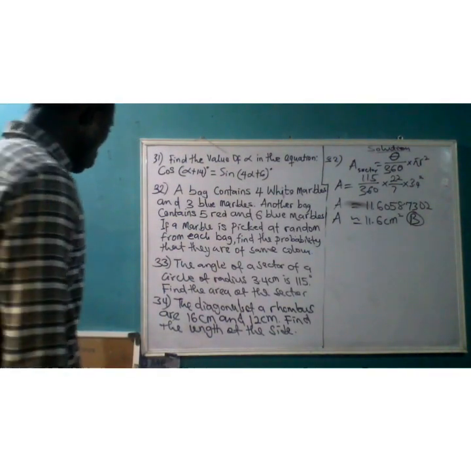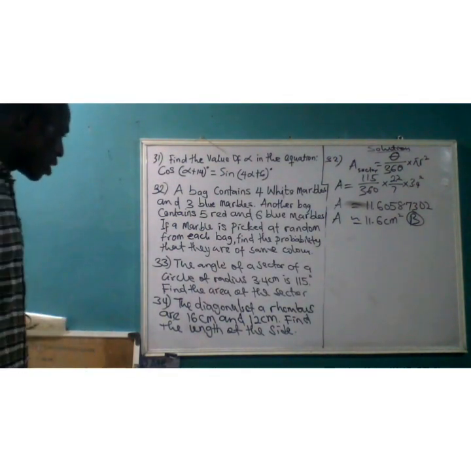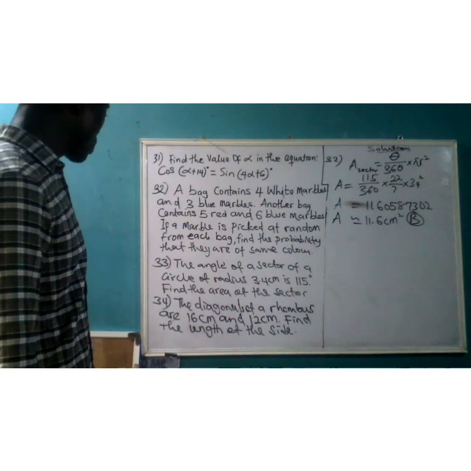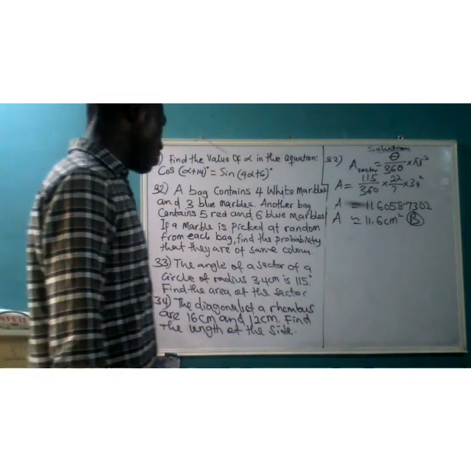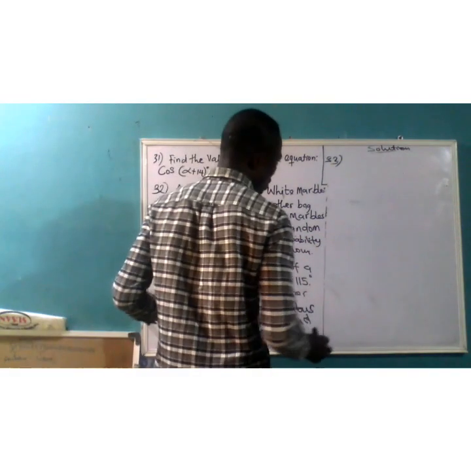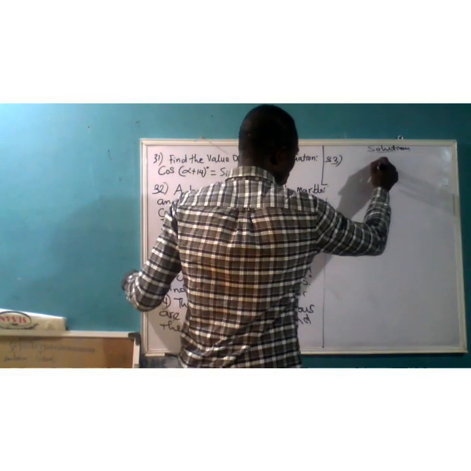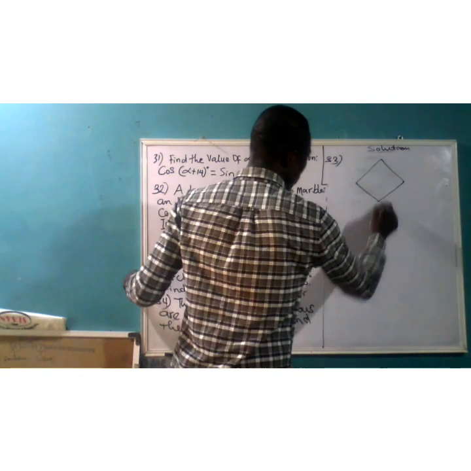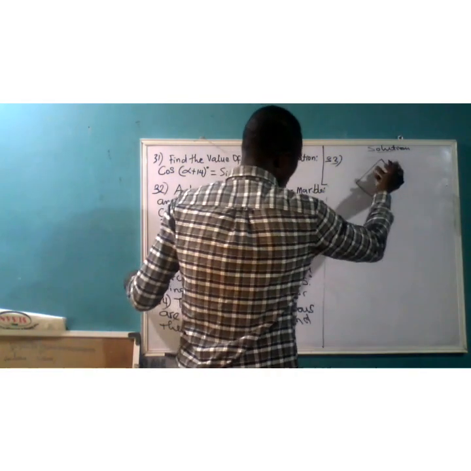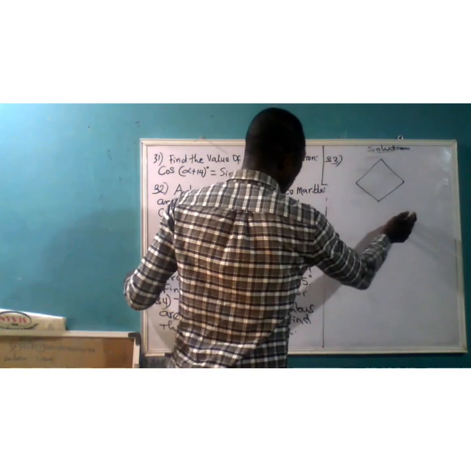Yeah, let's take question number 34. The diagonals of a rhombus are 16 centimeter and 12 centimeter. Find the length of the side. Now, a rhombus is a special square, right? Let me put down the illustration. Okay. And the whole thing, all the sides are equal.